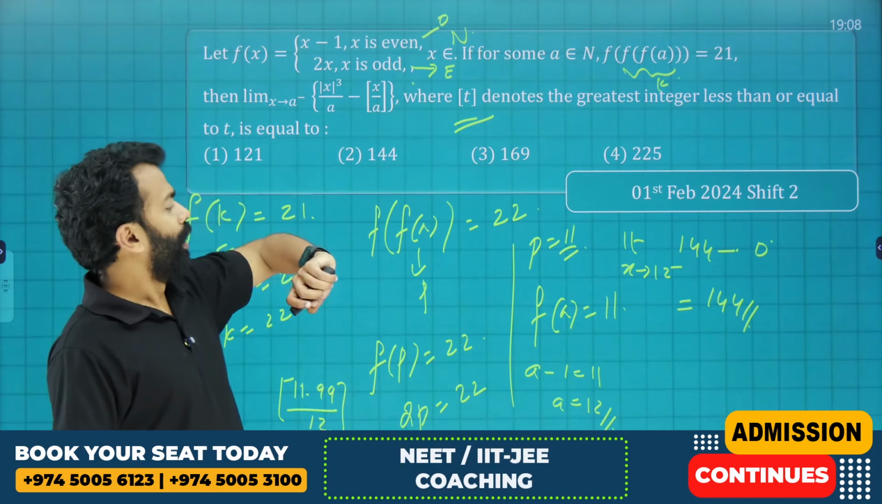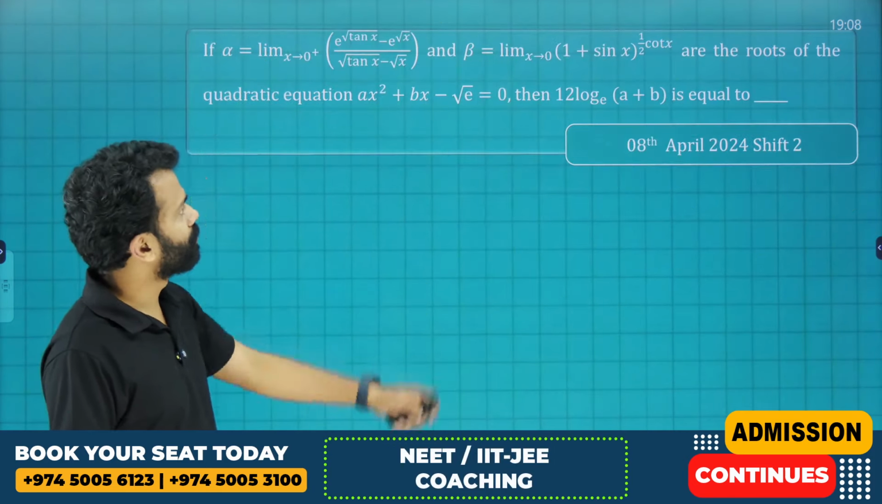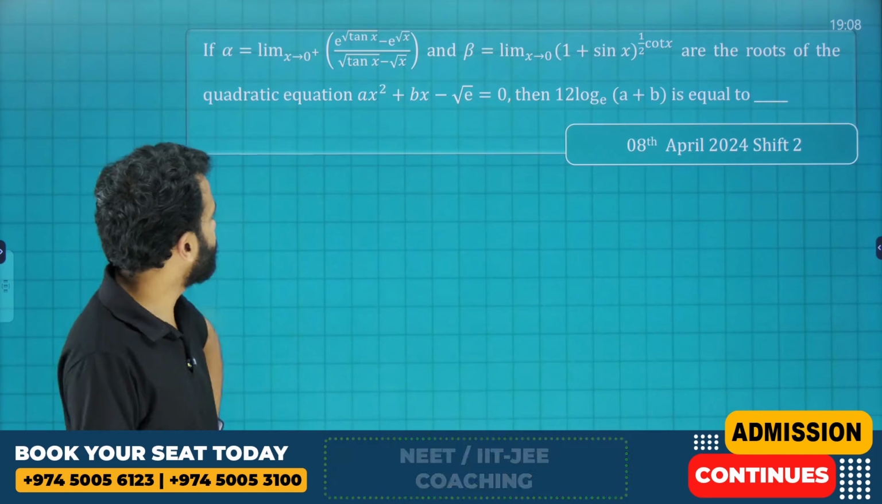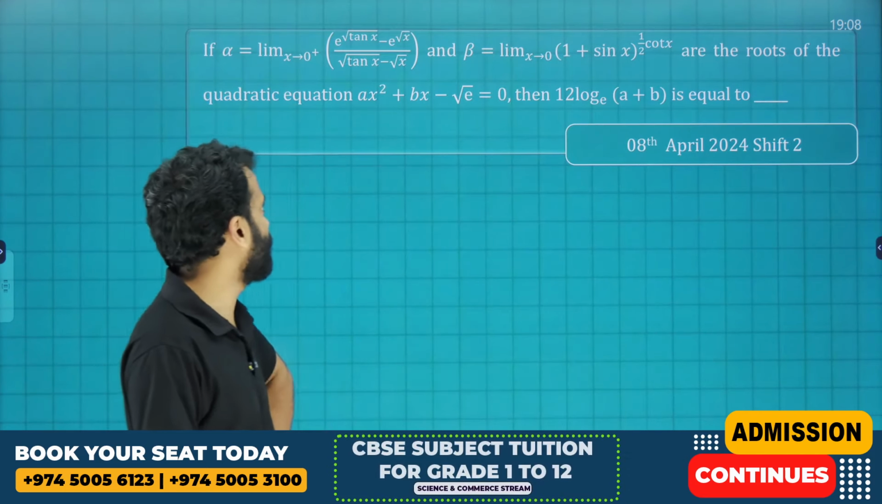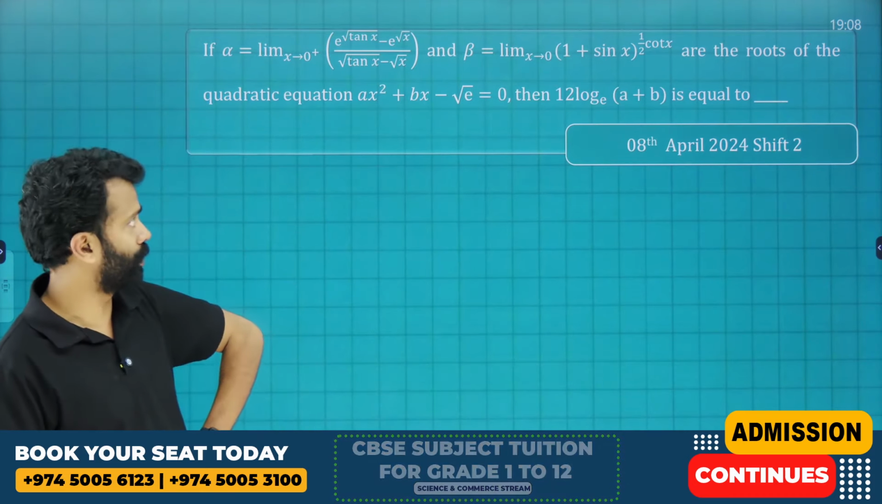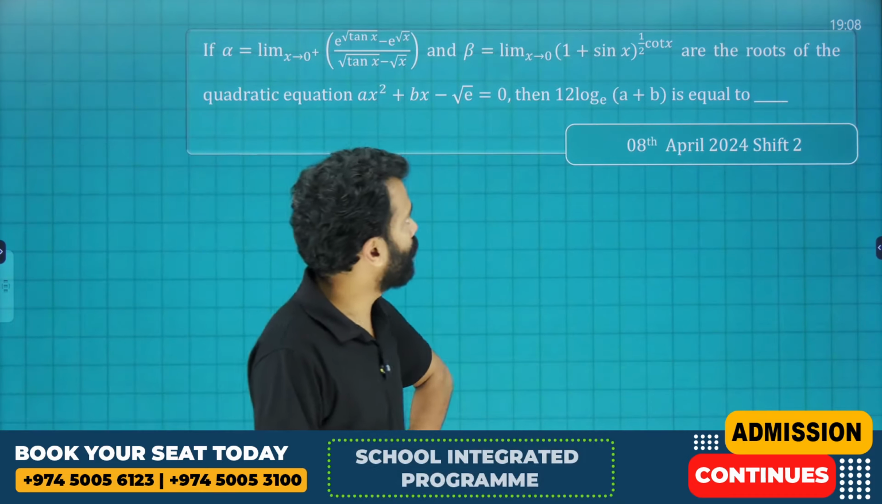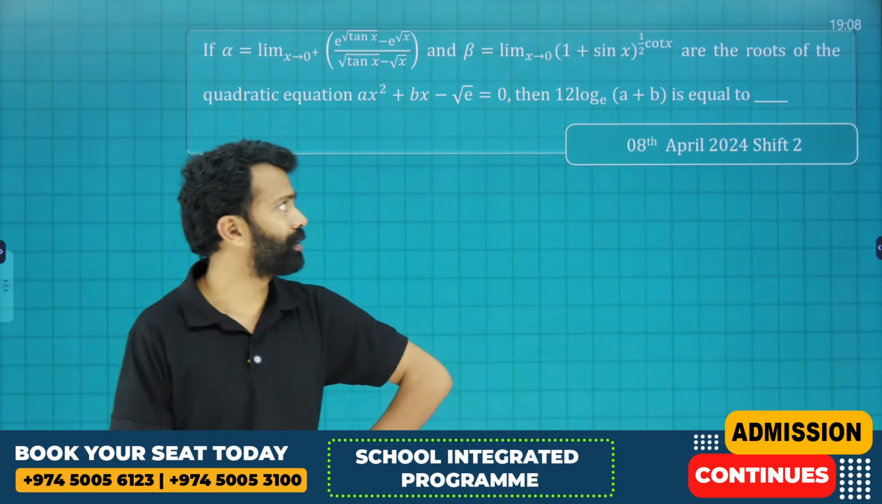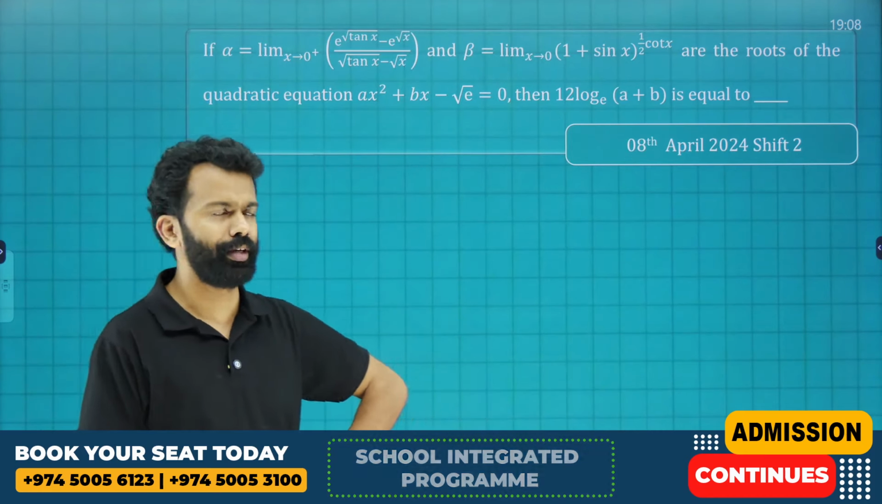Okay, and next one. Alpha is equal to the limit as x tends to 0 plus of e raised to root tan x minus e raised to root x, divided by root tan x minus root x, and beta is equal to the limit as x tends to 0 of (1 plus sin x) raised to 1 by 2 cot x, right?